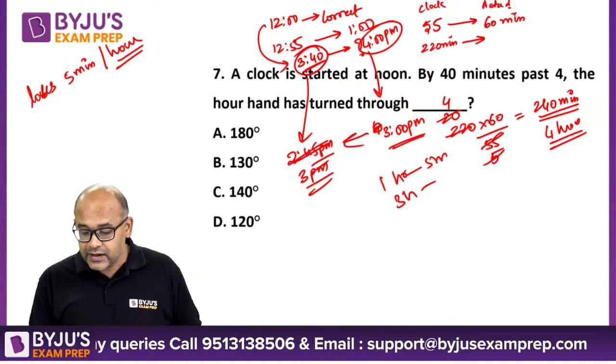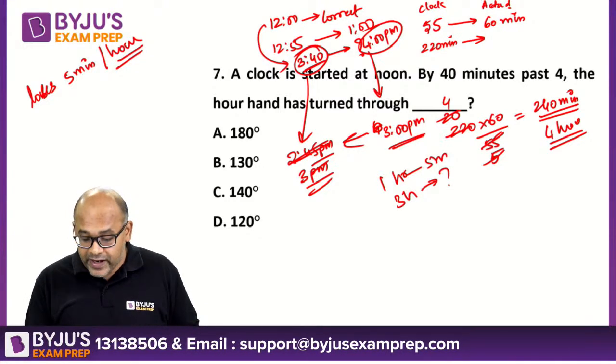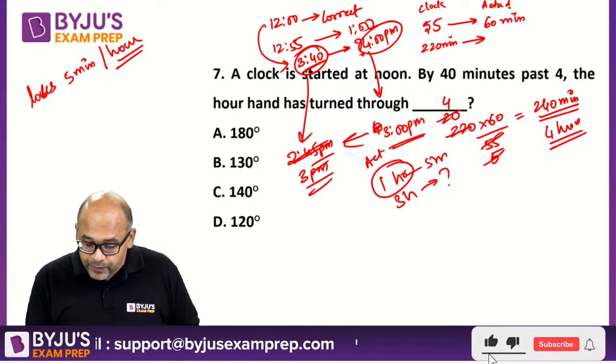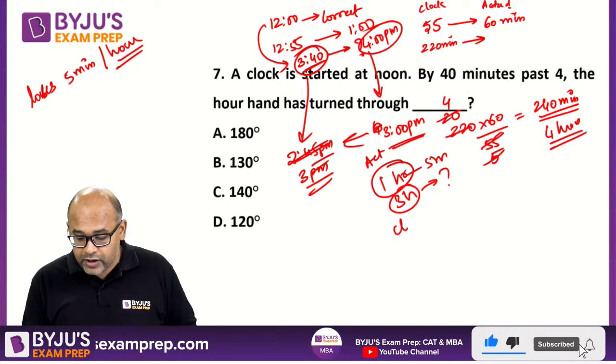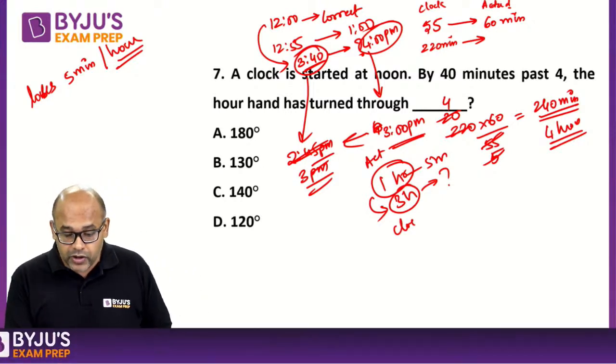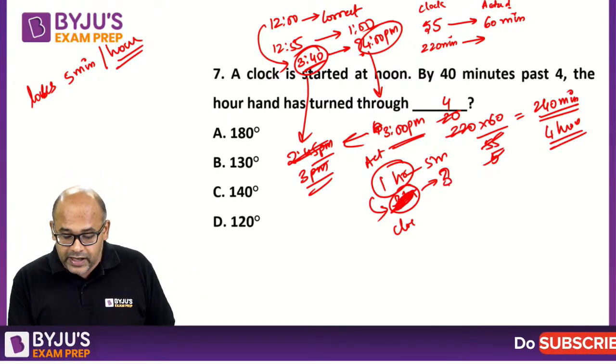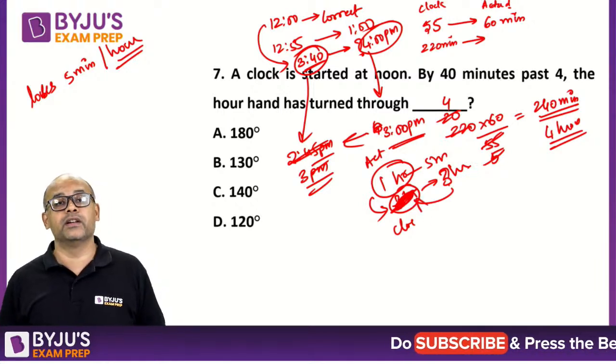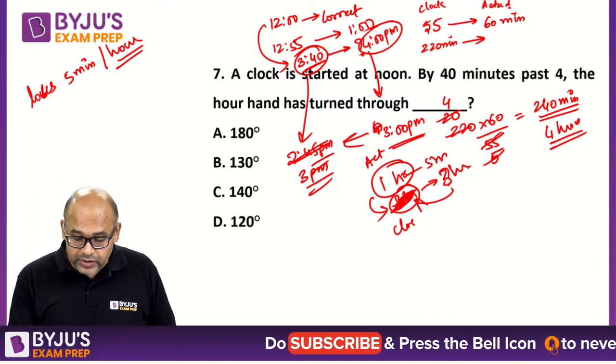So 3 hours, how many minutes? There is a problem here. Why? This 1 hour is actual, whereas this 3 hours is clock. So you are comparing your actual with clock directly. That is not correct. Your actual and this should be 3 hours now. Then you should be asking here. So that is how you need to do.